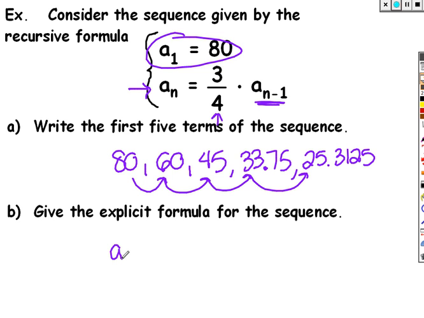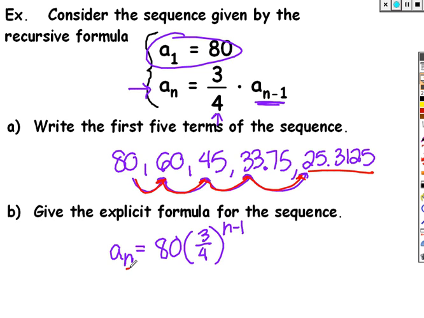Explicit formula to calculate the nth term. I'm starting at 80, and I would be multiplying by 3/4 n minus 1 times. So, take a look here. To get the 5th term, I multiplied by that constant ratio, not 5 times, but 4 times, because the 5th term was 4 terms after the first term. So that's your explicit formula.